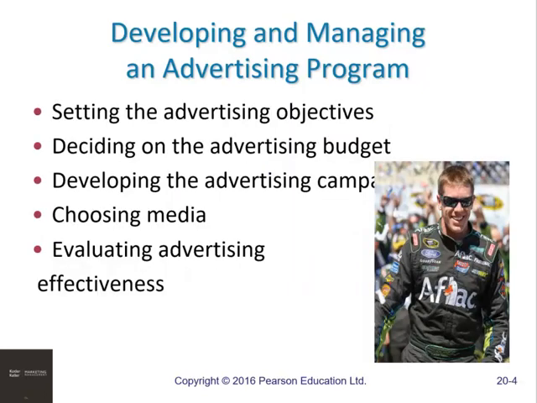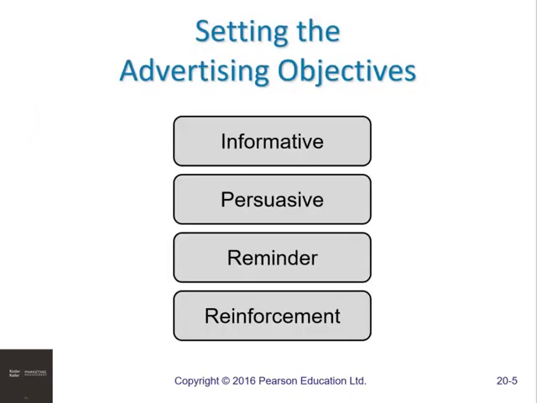Developing and managing an advertising program. This should include setting the advertising objectives, deciding on the advertising budget, developing the advertising campaign, choosing media, and evaluating advertising effectiveness. An advertising objective or goal is a specific communications task and achievement level to be accomplished with a specific audience in a specific period of time.